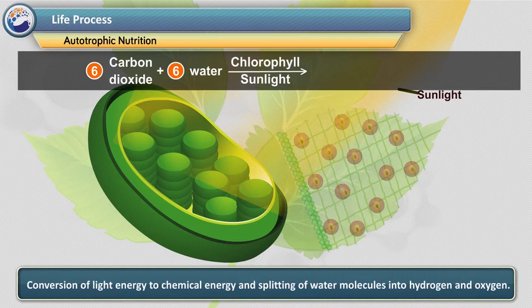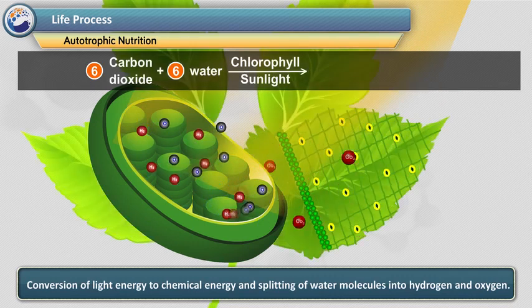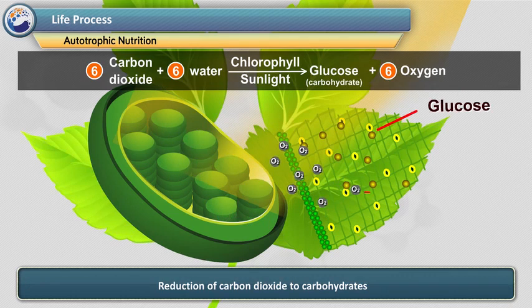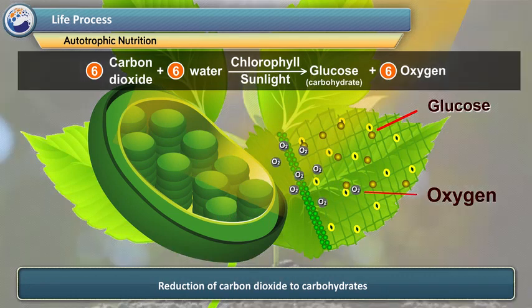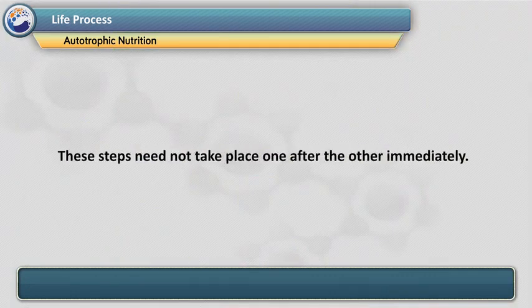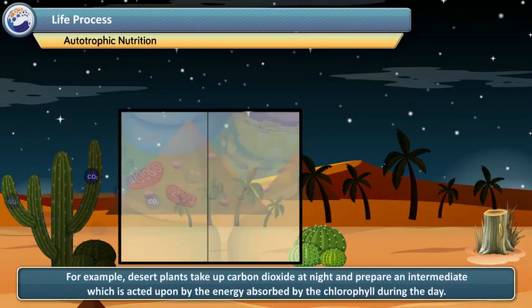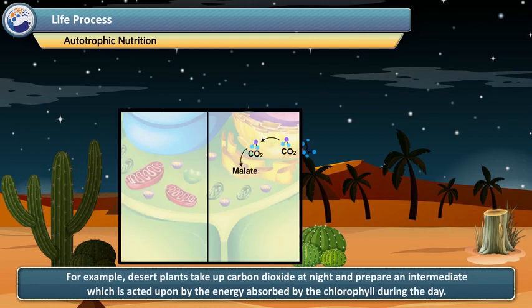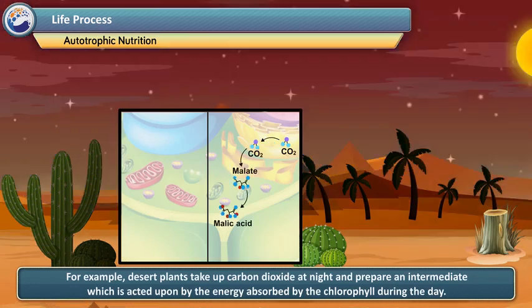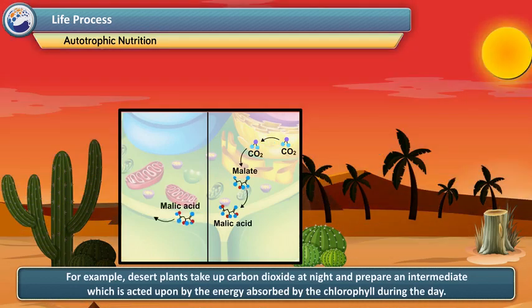2. Conversion of light energy to chemical energy and splitting water molecules into hydrogen and oxygen. 3. Reduction of carbon dioxide to carbohydrates. These steps need not take place one after the other immediately. For example, desert plants take up carbon dioxide at night and prepare an intermediate which is acted upon by the energy absorbed by the chlorophyll during the day.